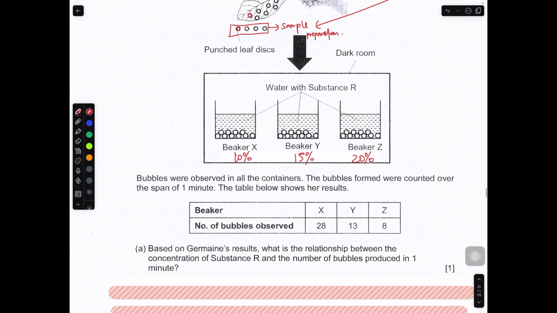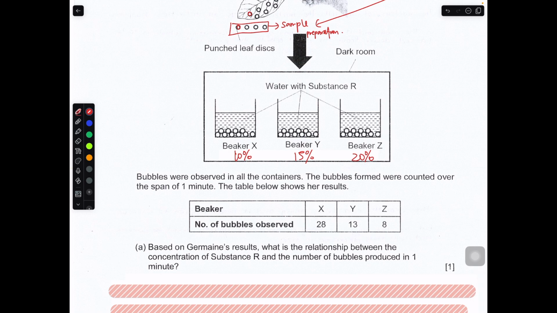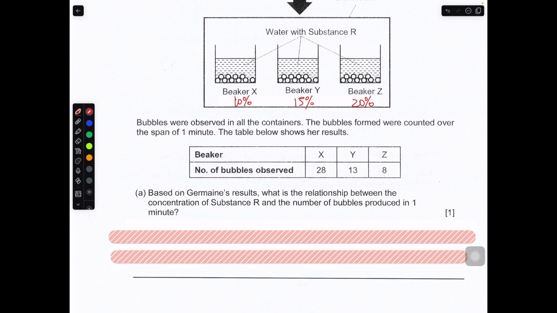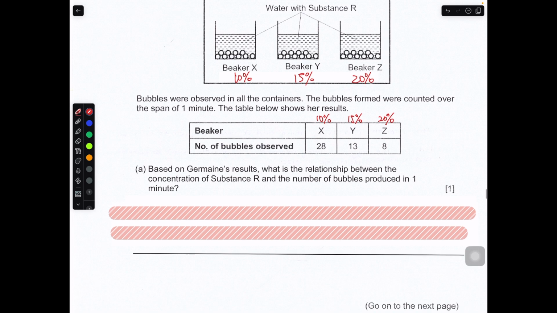Okay, so bubbles were observed in all containers. The bubbles formed were counted over the span of 1 minute, and the table below shows you the result. So if I were to plug in the numbers, 10, 15, 20, you'll notice that with the smallest number, you got the most bubbles. Let me repeat this part. You got a smaller R, you got more bubbles. You got larger R, you got fewer bubbles.